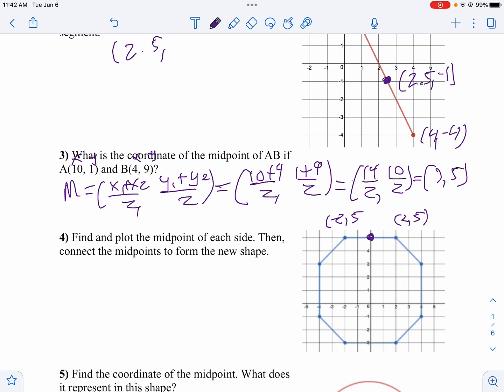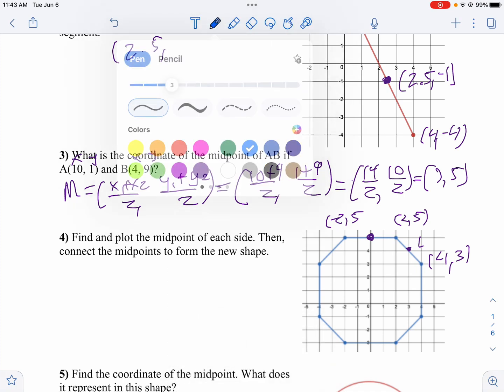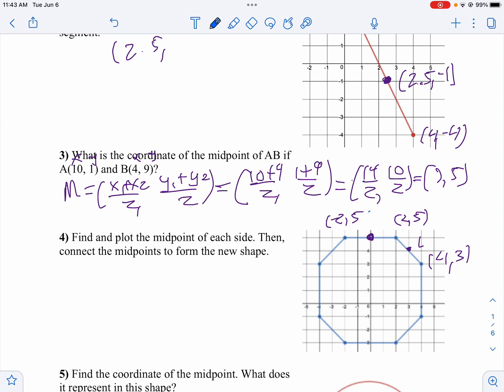Then if I look at my next point, I'm over 4 and up 3. Well, halfway between 2 and 4 is 3. I guess I should label these to help us out here. Let me switch colors here so you can see the difference. So this was at 0 and 5.